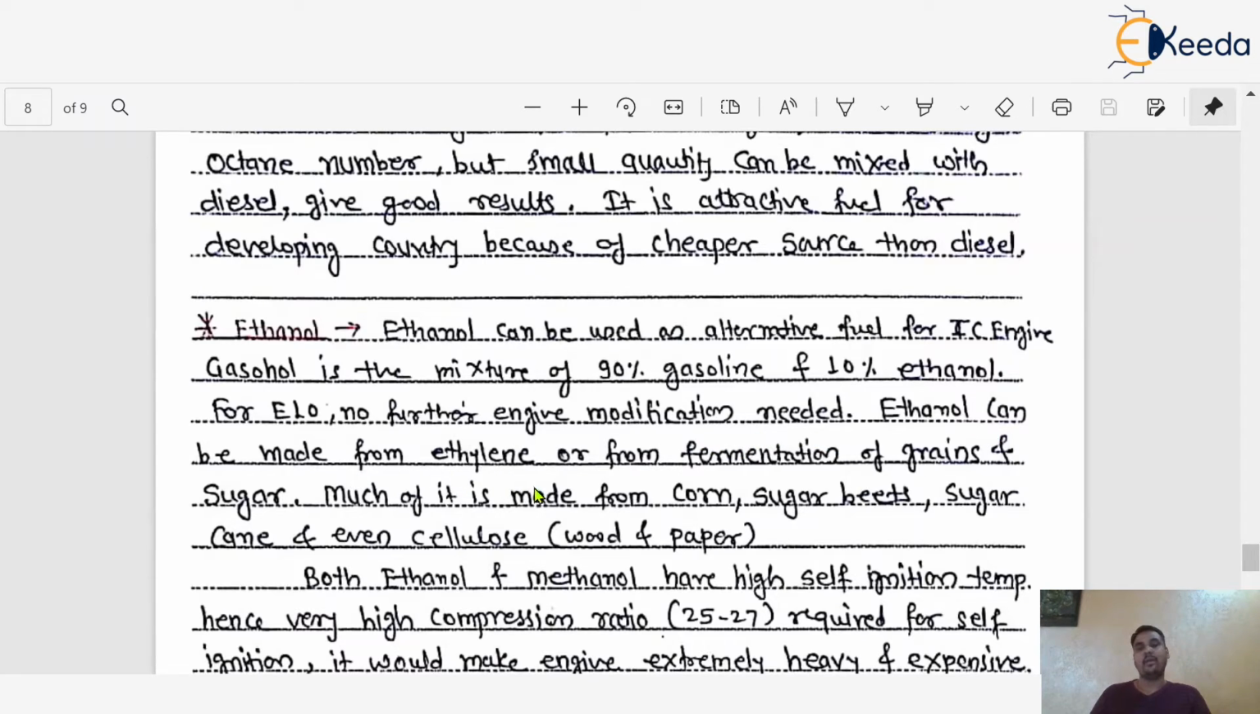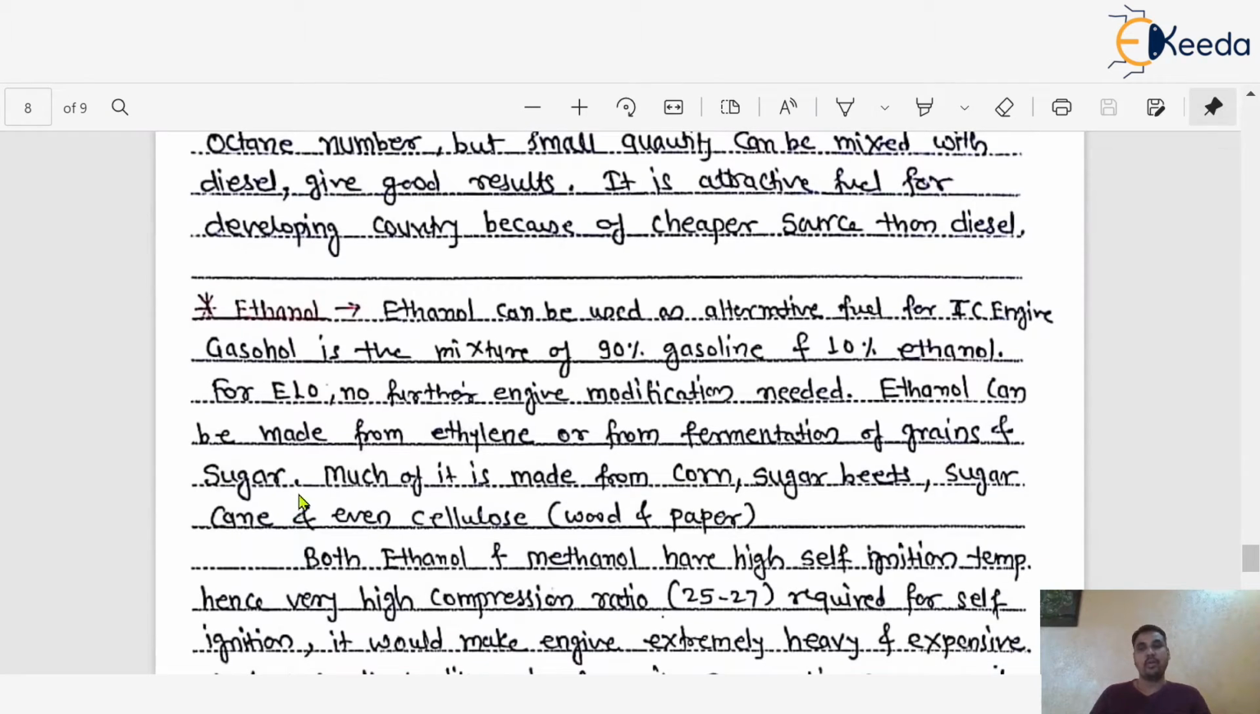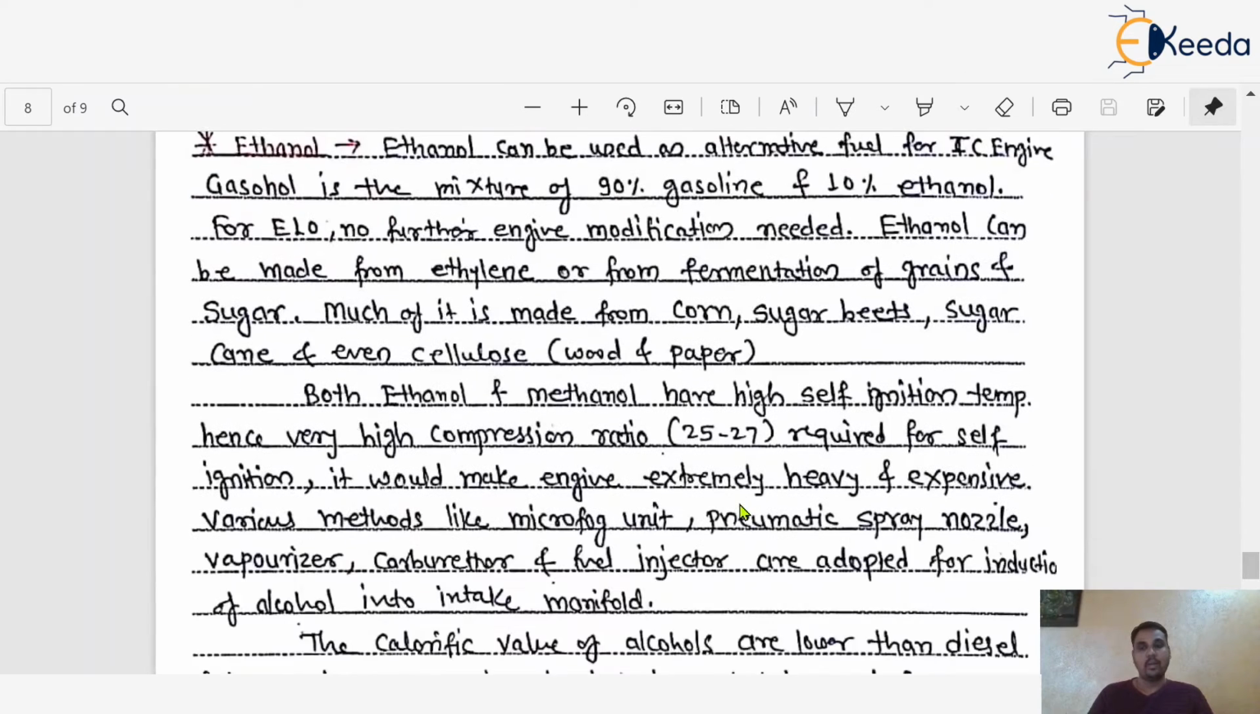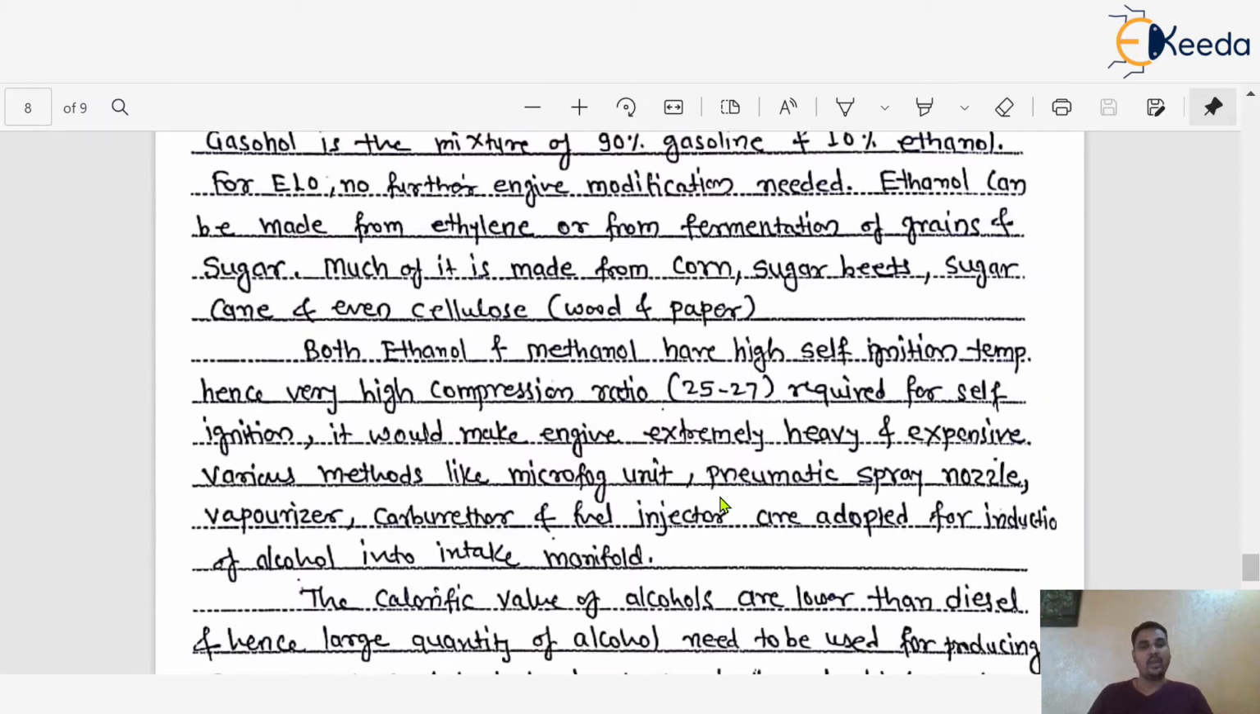Ethanol can be made from ethylene or from the fermentation of grains and sugar. From the sugar mills' waste product, sugar mill slurry, we can produce ethanol. Much of it is made from corn, sugar beets, sugar cane, and even cellulose of wood and paper. Both ethanol and methanol have high self-ignition temperatures, hence a very high compression ratio of 25 to 27 is required for self-ignition, which would make the engine extremely heavy and expensive.